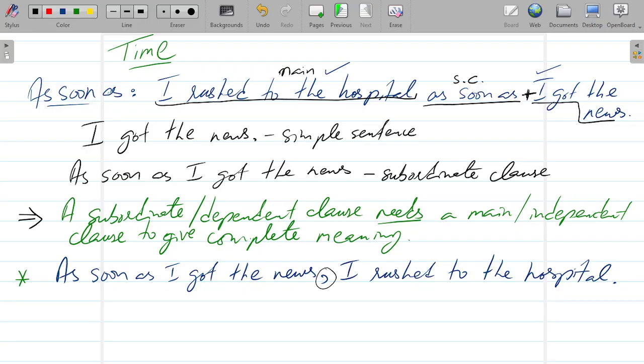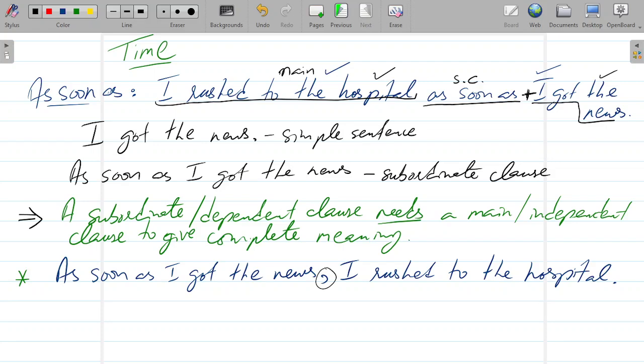From my limited understanding of languages, what I've come to understand is that when you make a sentence, you start the sentence by mentioning the thing of most importance, the thing that you want to emphasize. So right over here, there are two things that can be emphasized: either rushing to the hospital or getting the news. As soon as you got the news. So what do you want to emphasize to the reader or to the listener if you're speaking?